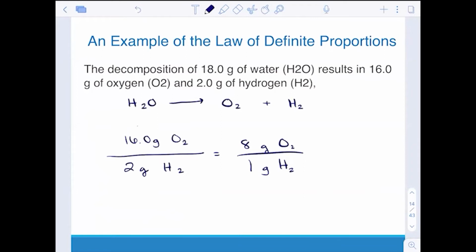So let's just pretend that I had 36 grams of water. It will decompose every single time to 32 grams of oxygen and 4 grams of hydrogen. And the reason for that is because of the ratio, still an 8 to 1.